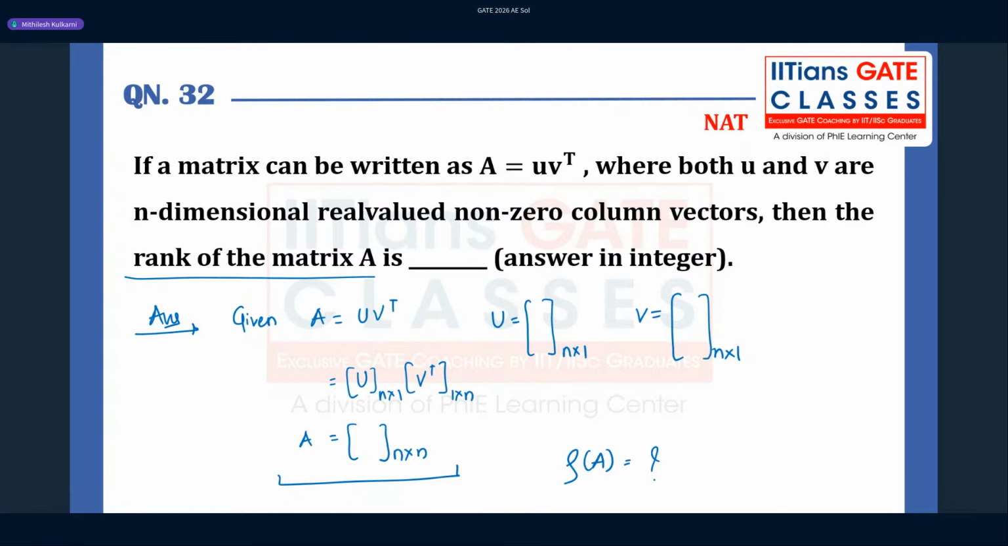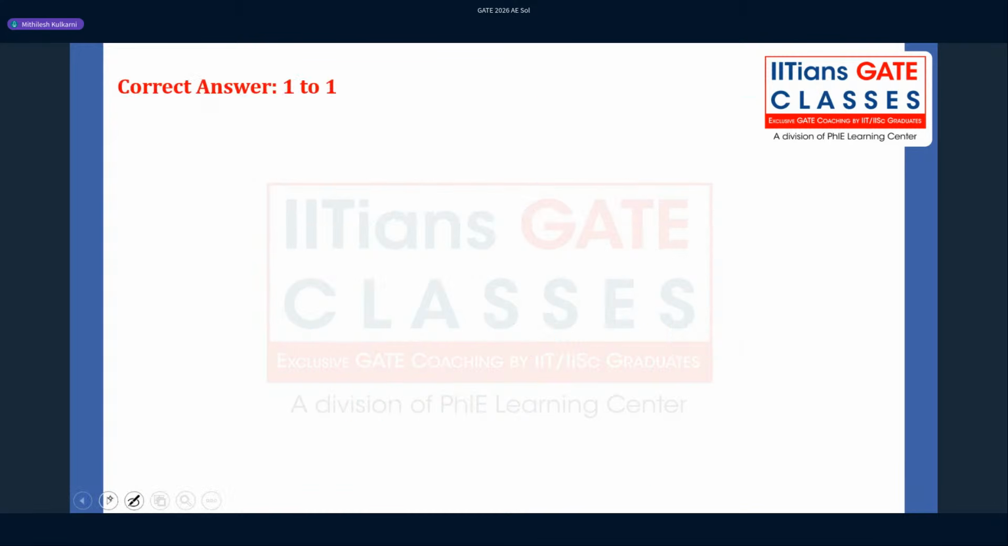Okay, so let's try to simplify it. I will assume U as an n cross 1 vector, which is, let's say, A, B, C, and D. Let's say 4 cross 1 in simple. Let's assume n is equal to 4. You can also assume 3 or so.